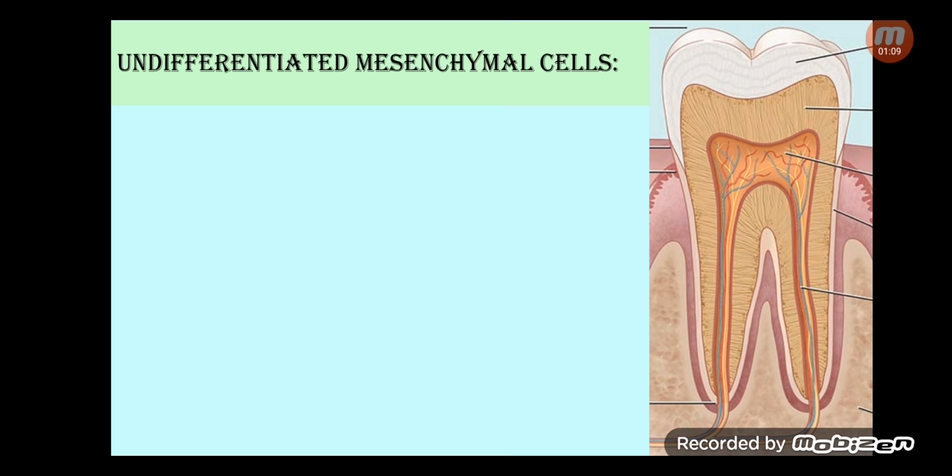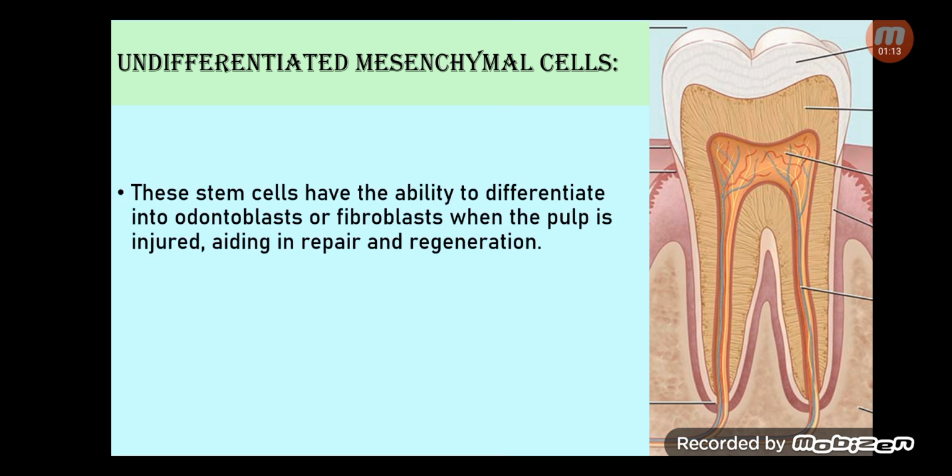The next cellular component of dental pulp is undifferentiated mesenchymal cells. These stem cells have the ability to differentiate into odontoblasts, fibroblasts, or other cells when the pulp is injured, aiding in repair and regeneration. So that's why they are called undifferentiated mesenchymal cells, because they can differentiate into any type.